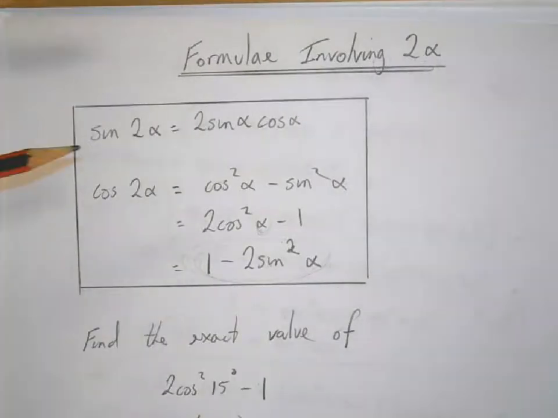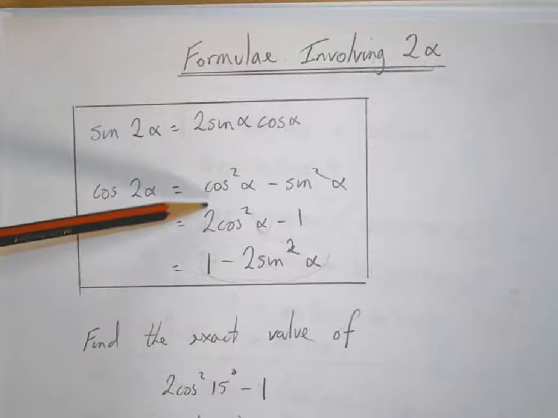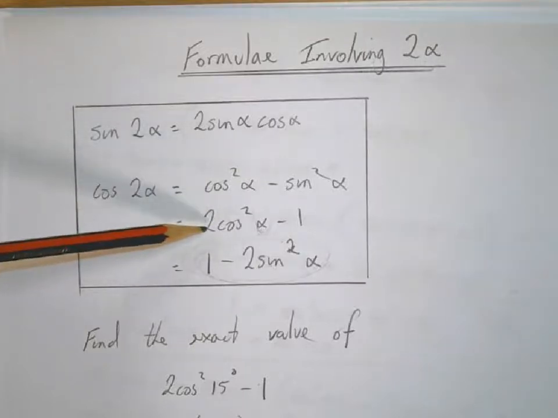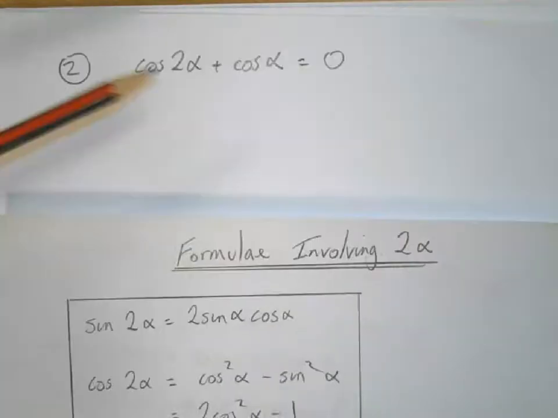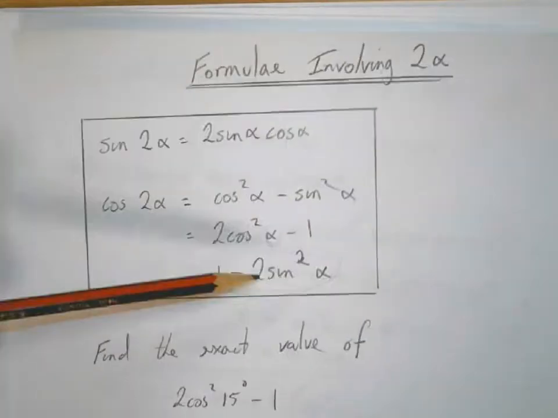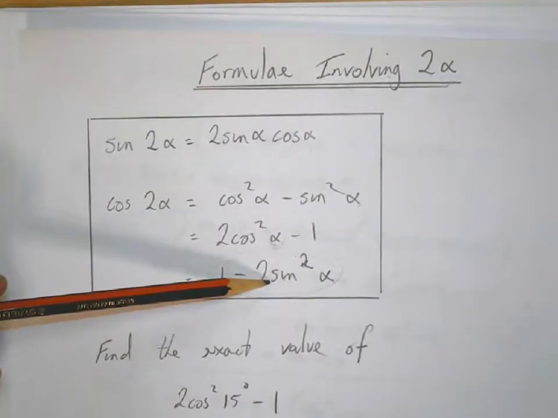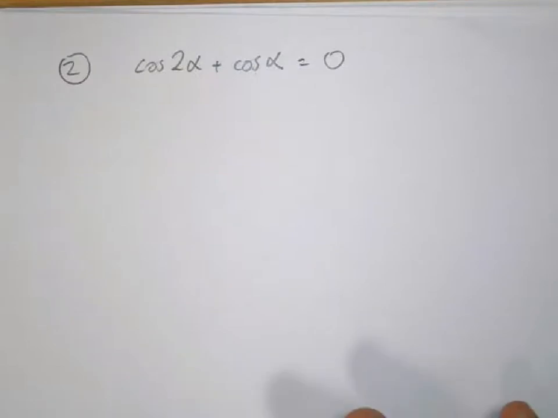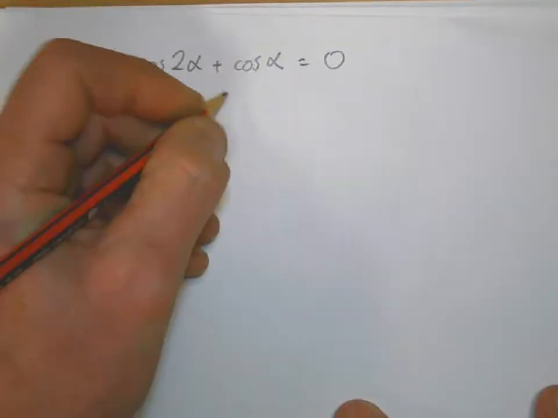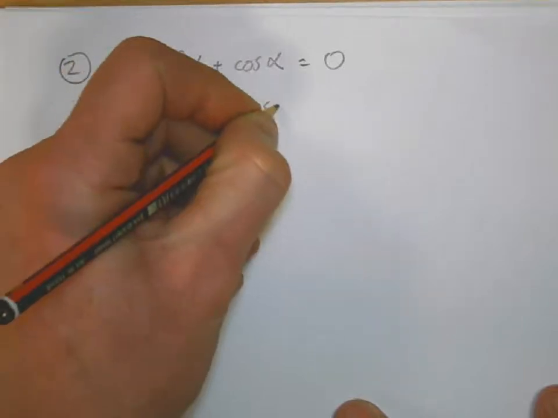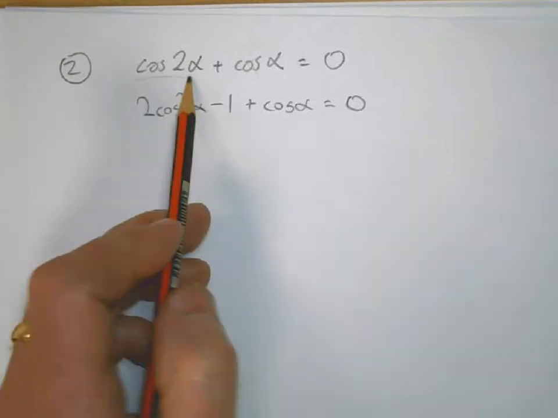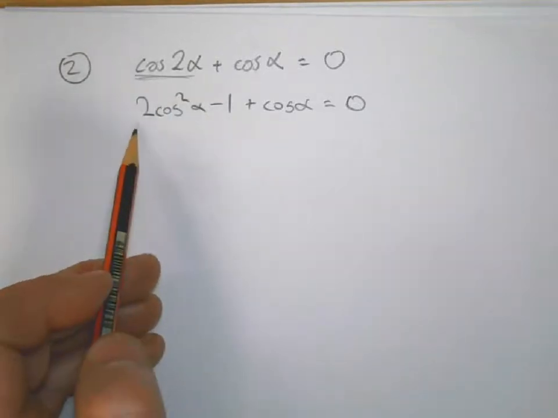Now again, you've got the cos 2 alpha, you've got a massive range to use here, but the one you want to use here is this one here. The reason why you use this one is because it has got a cos alpha there. If that was a sin alpha, you would use this one. So we're going to rewrite the cos 2 alpha as 2 cos squared alpha minus 1 plus cos alpha. There I've just rewritten cos 2 alpha using the double angle formula.